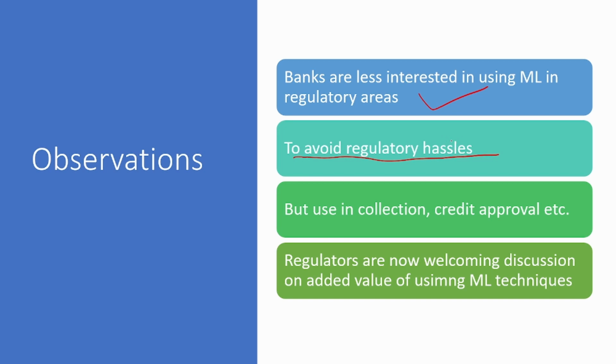But now that regulators are showing interest in these models, maybe in the near future, banks will use these advanced techniques. But people still use ML for model building in collections, for example, building a collection model or credit approval. We have already discussed that. However, regulators are now welcoming discussion on the added value of using ML techniques. So that's a good point, right? Not just the European regulator, but also in the UK, in the US, and in other countries as well.